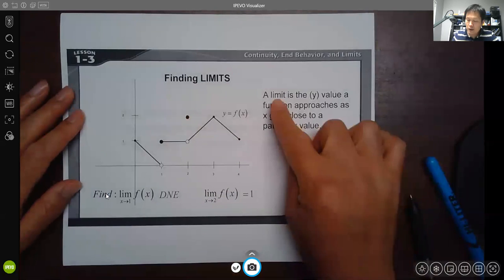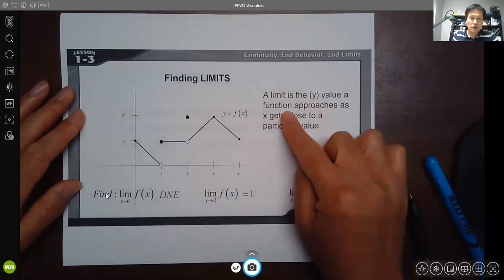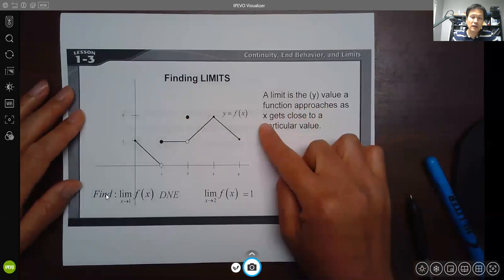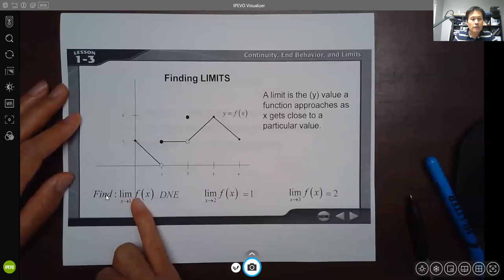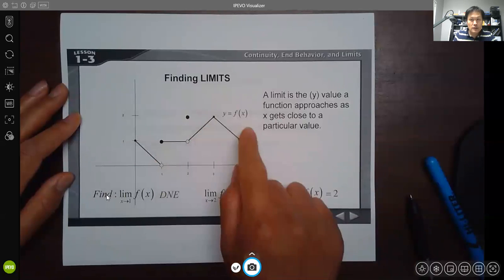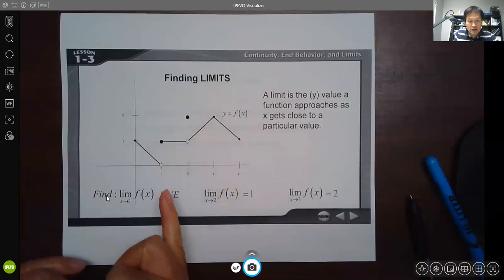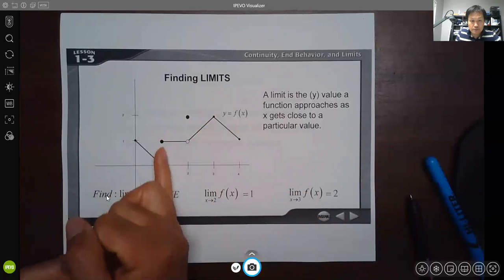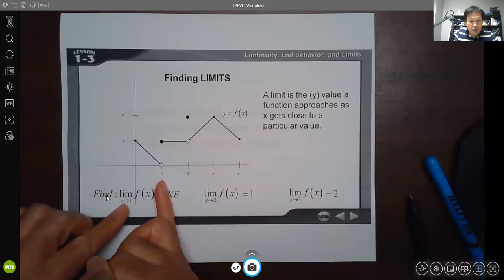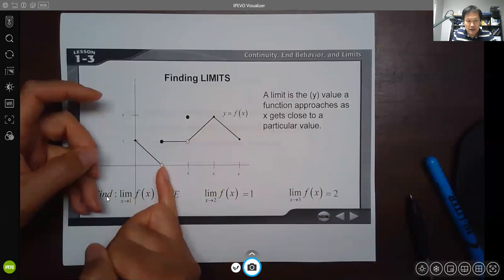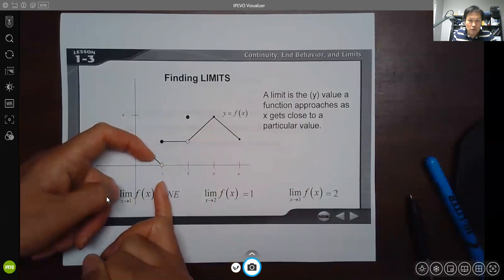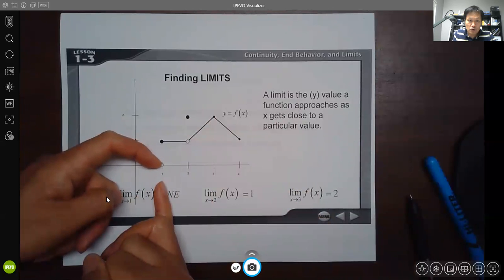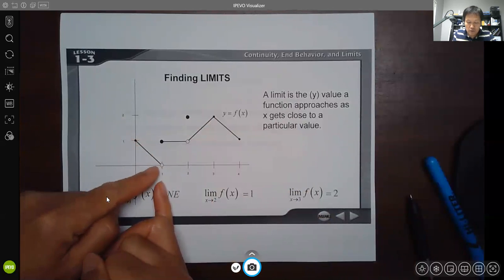Finding limits. A limit is the y value a function approaches as x gets close to a particular value. So we can ask you: limit of f of x as x approaches 1. On this graph, the value of x is 1, right here. So x approaches 1; you can approach 1 from the left-hand side. What y value is it approaching? The y value is approaching 0 from the left-hand side.